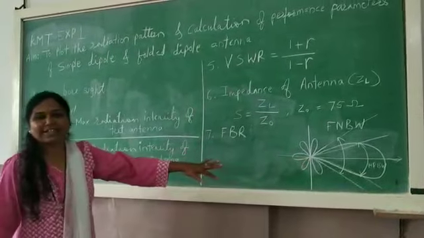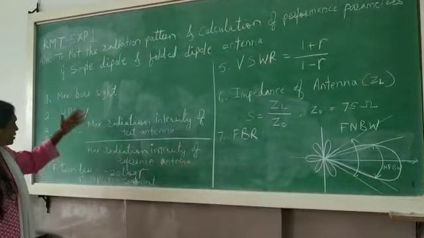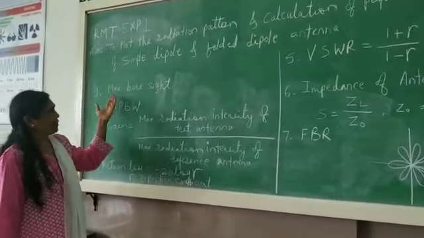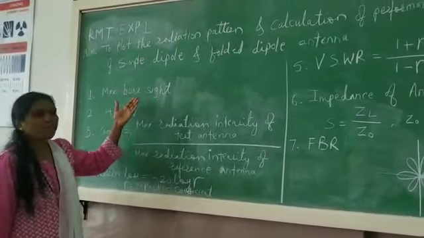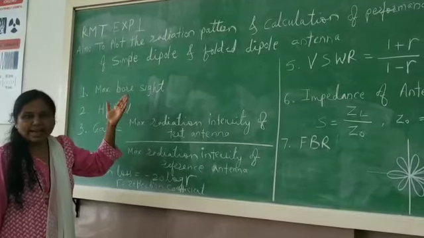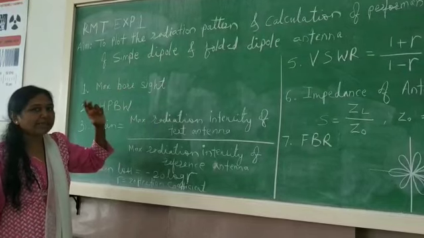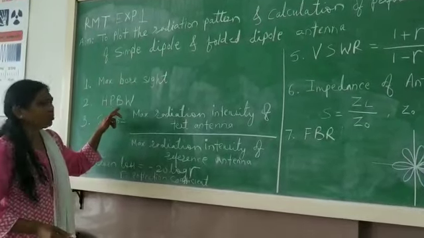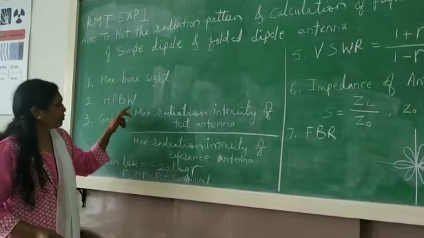Then from this radiation pattern we can calculate the different performance parameters of the antenna. First parameter will be maximum boresight. Maximum boresight means the direction at which the maximum power is radiated by the antenna. Then just we have seen how to measure the half power beam width.